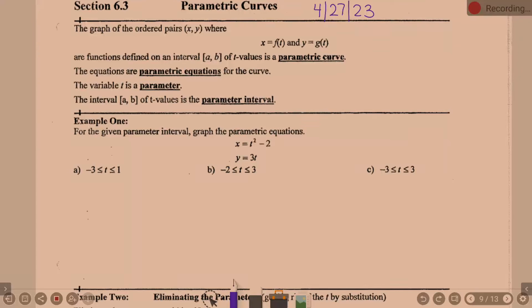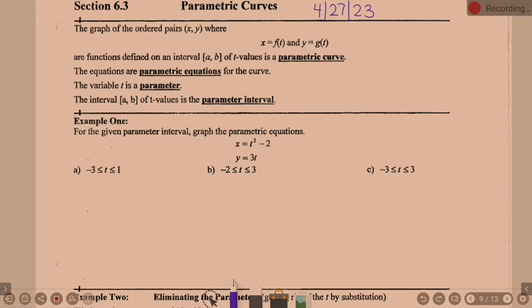Lesson 6.3 takes us a different direction. So 6.1, 6.2, we talked about vectors. Okay, 6.3, we're leaving vectors behind for the moment. We're going to talk about parametric curves, okay?